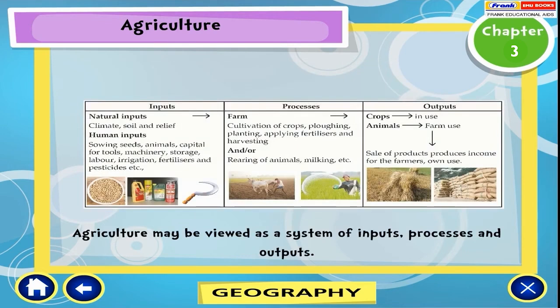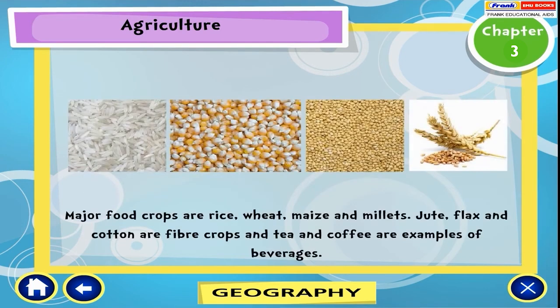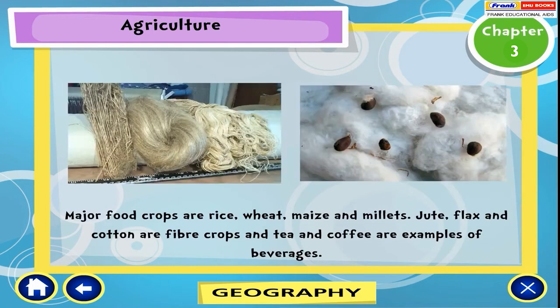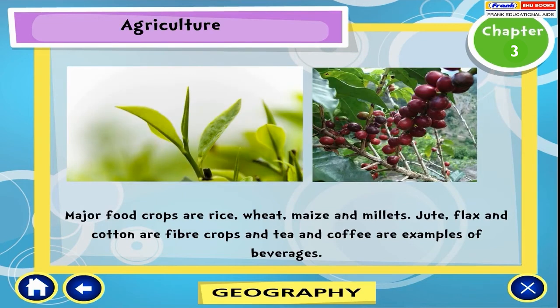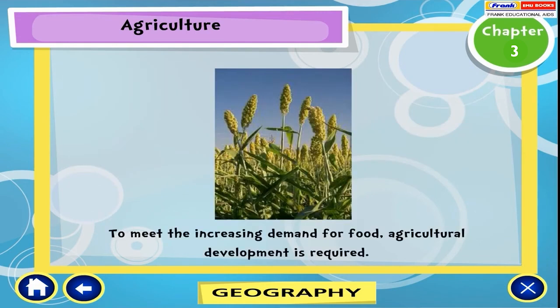Agriculture may be viewed as a system of inputs, processes, and outputs. Major food crops are rice, wheat, maize, and millets. Jute, flax, and cotton are fiber crops, and tea and coffee are examples of beverages. To meet the increasing demand for food, agricultural development is required.